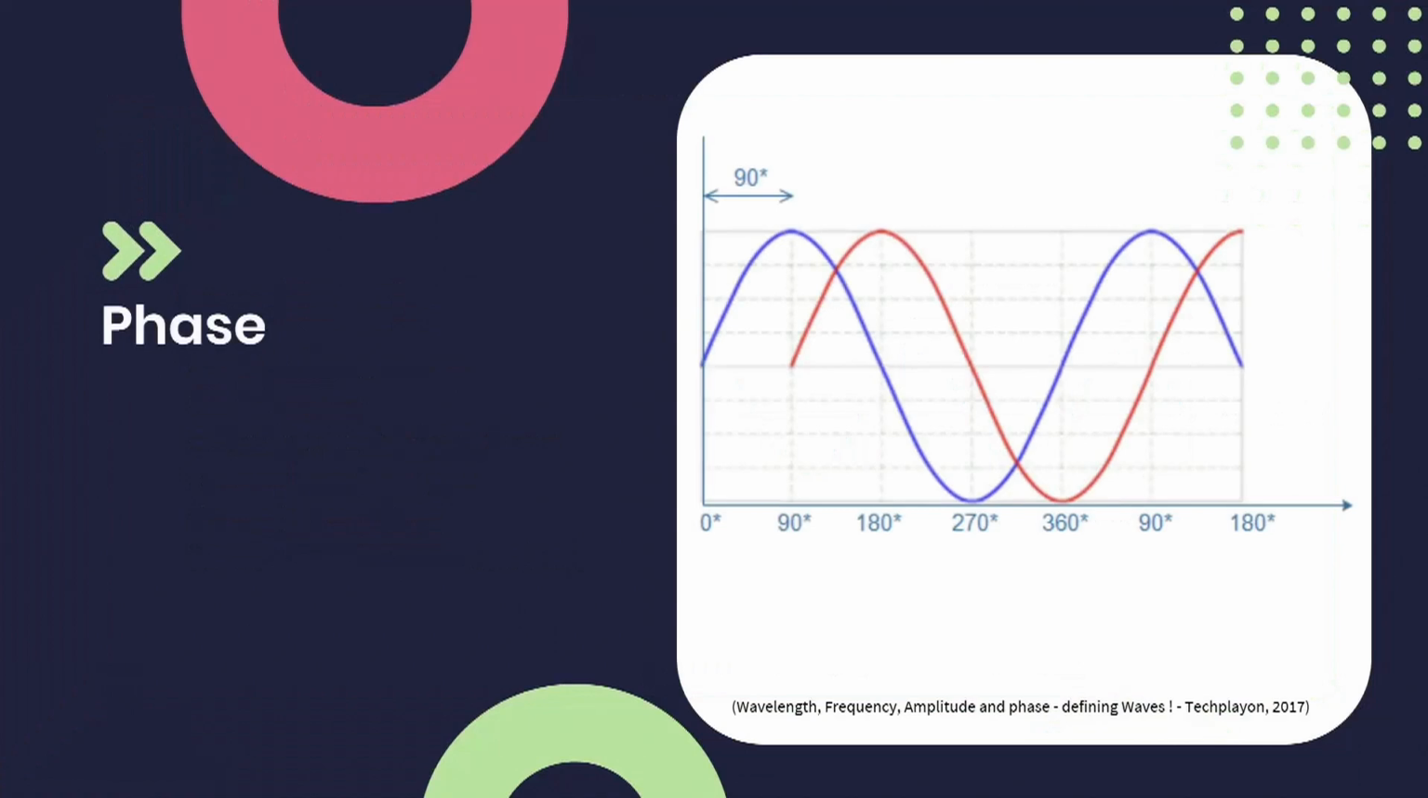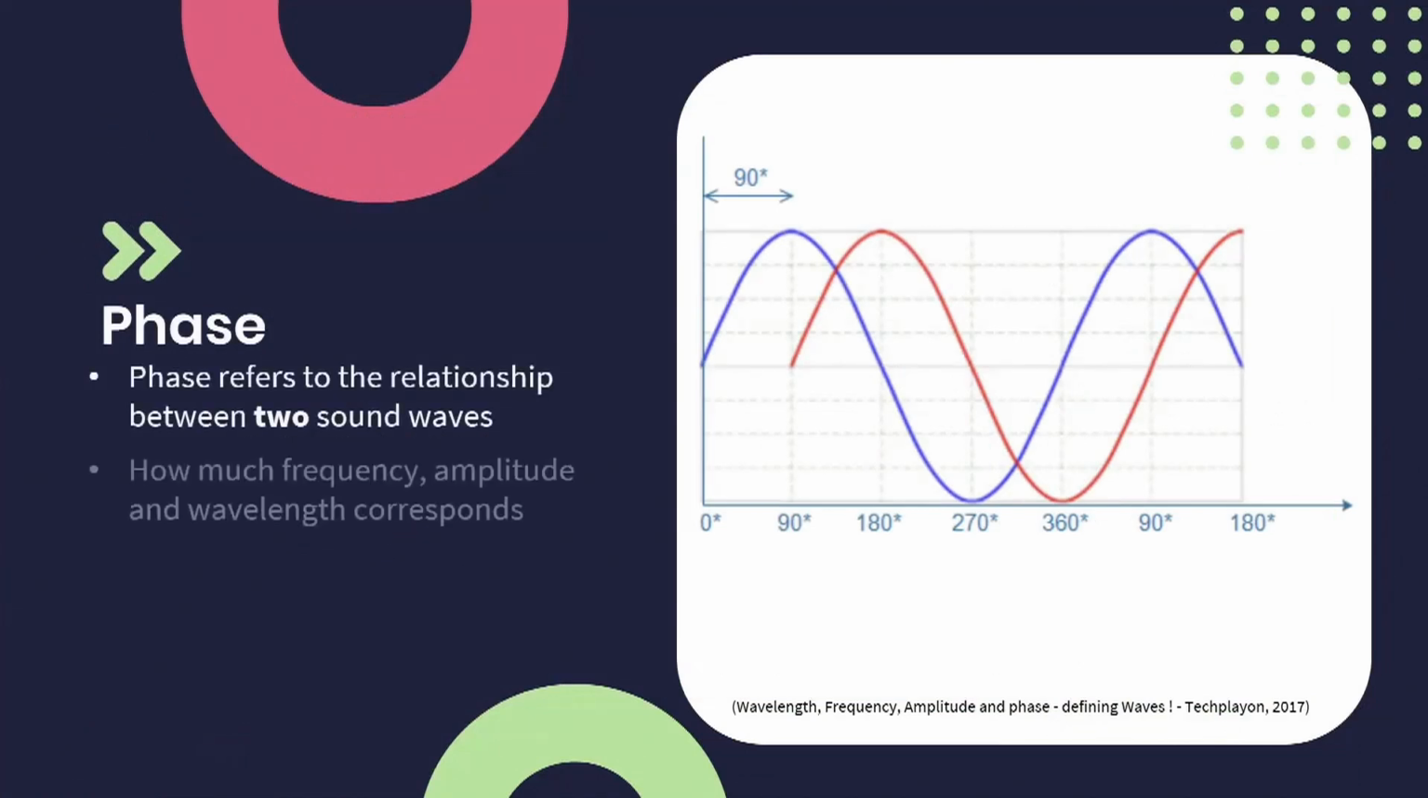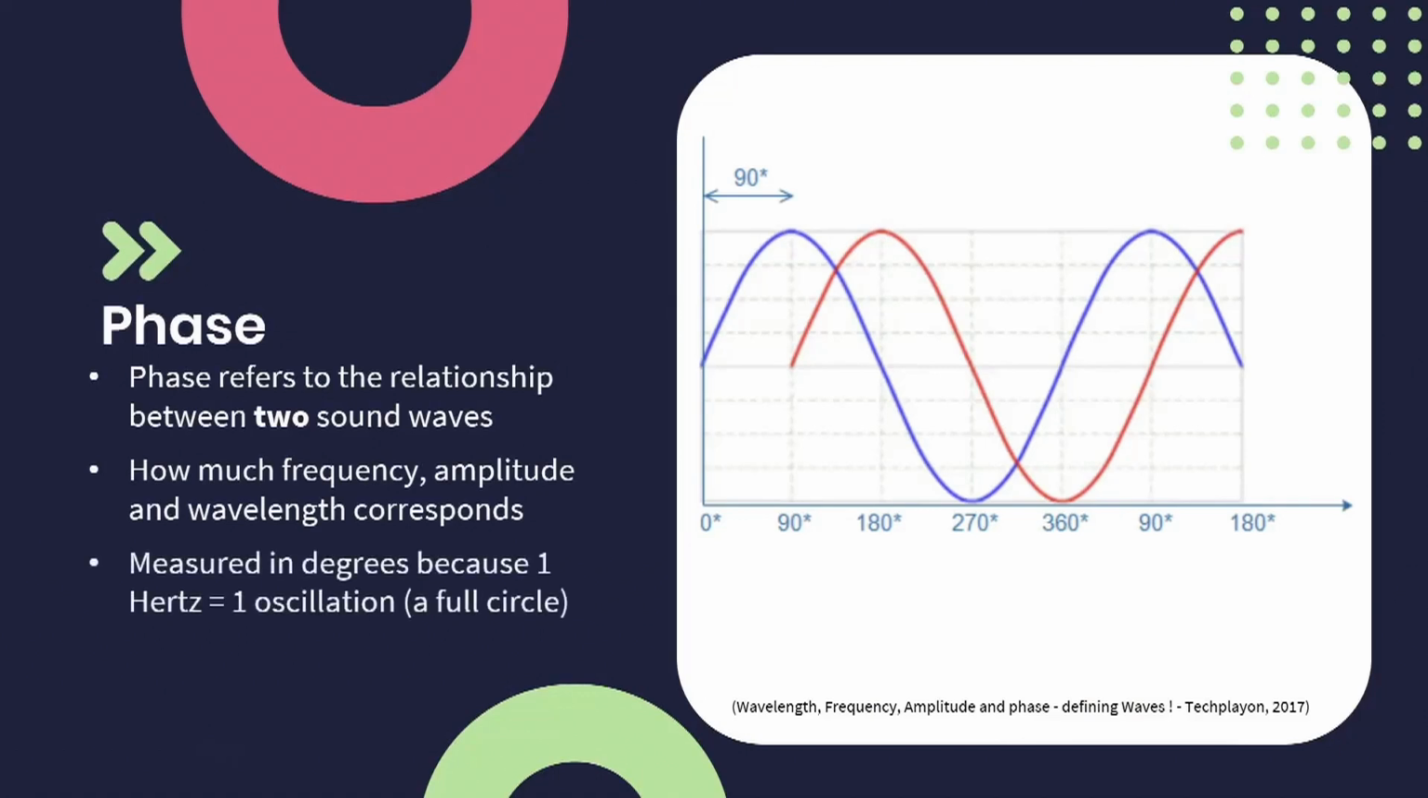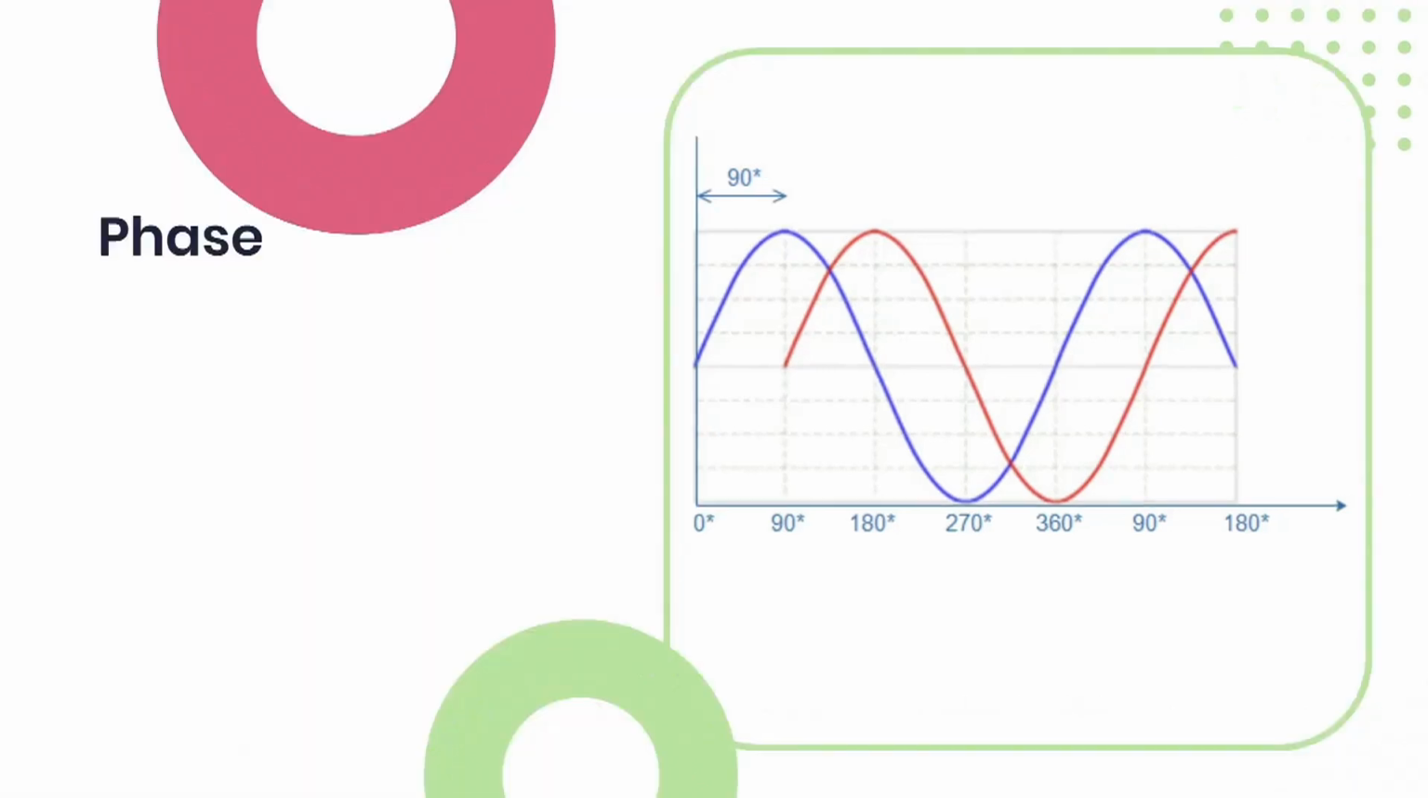Phase refers to the relationship between 2 waves and how much of the frequency, wavelength, and amplitude corresponds. We measure it in degrees, and the reason for this is because we refer to a complete wave as 1 oscillation. Now, 1 oscillation is equal to 1 full circle, and a circle has 360 degrees. When 2 of the same waves crash, the frequency, amplitude, and wavelength will affect what happens to these waves.